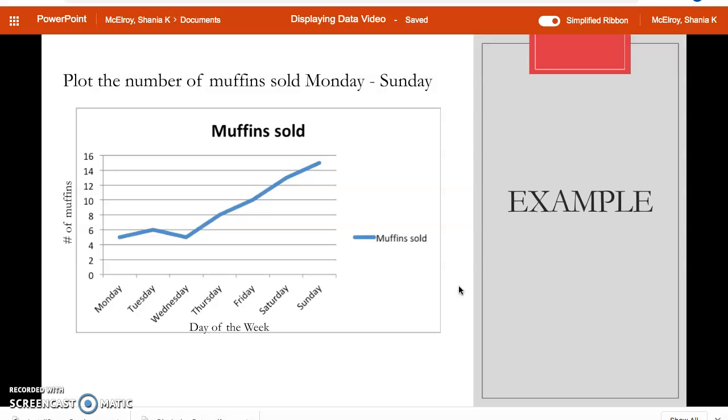For the example, it would be plot the number of muffins sold Monday through Sunday. So we have the title right up at the top, which is muffins sold. And then we have the number of muffins sold along the y-axis, and then along the x-axis we have the days of the week, so Monday through Sunday, and then the blue line represents the muffins sold. For an example, Monday would be 5 muffins were sold, and then for Wednesday it would be 5 also, and then Saturday would be 13 muffins sold.